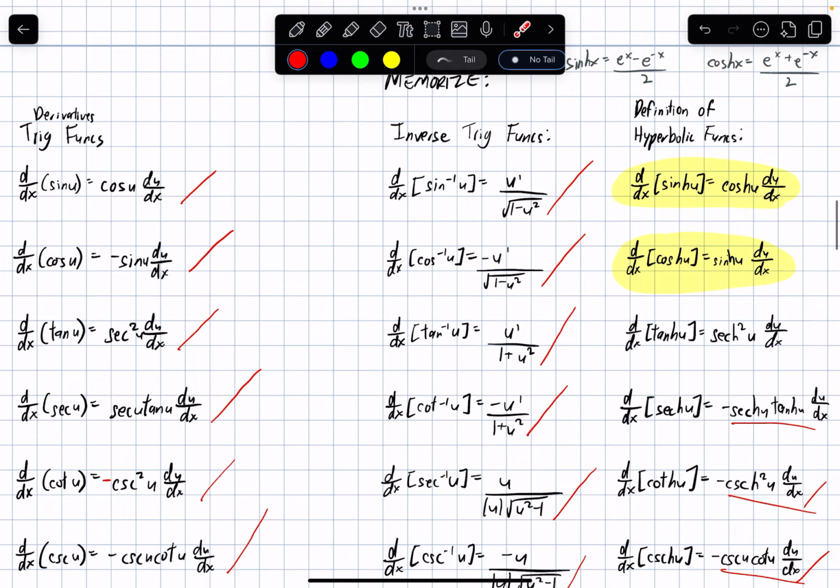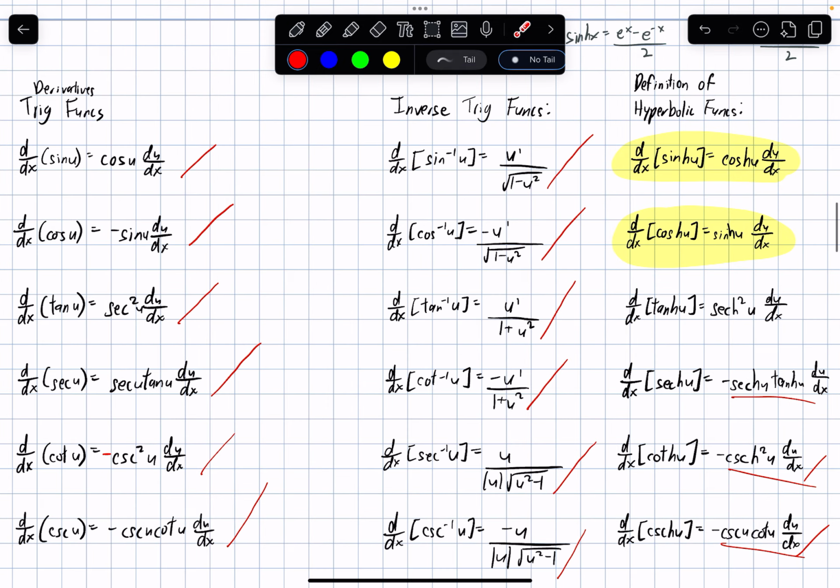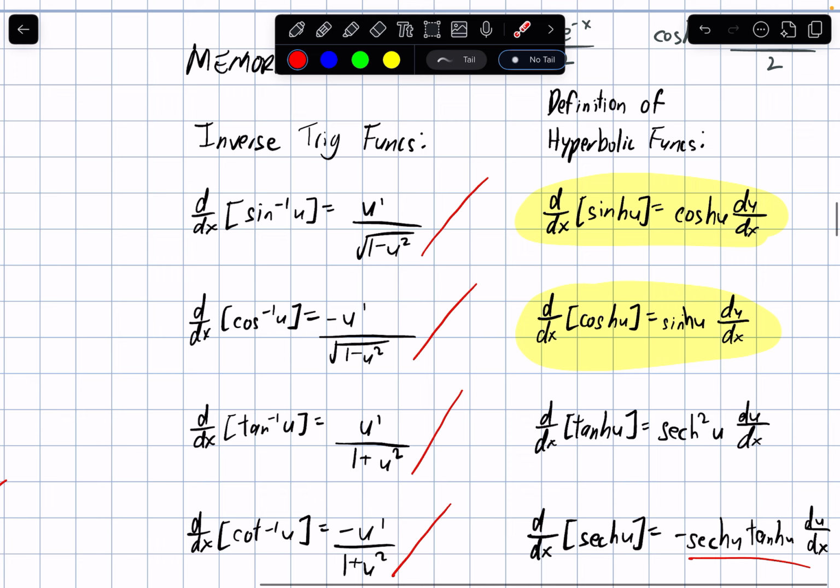So inverse trig functions. The derivative of this, by the way, the one that says raised to negative 1, that means arc. So the derivative of arcsine of u is equal to the derivative of u in the numerator divided by, under the radical sign, 1 minus u squared. So I'll keep it fast. For the derivative of arccosine, it's the same exact thing except you add a negative sign.